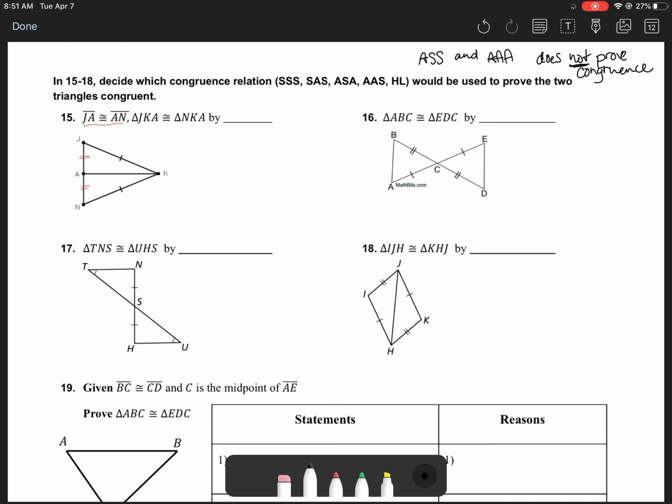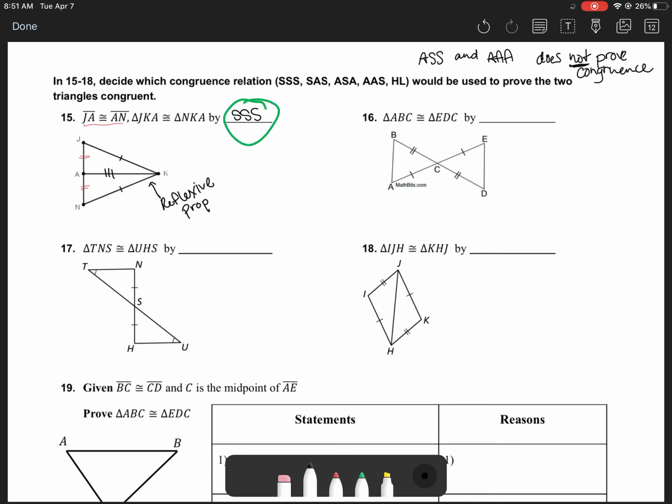Well, what is here that isn't marked is this line in the middle. And based on my reflexive property, I know that that line is the same. AK is the same as AK. It's the same line, so it can't be a different length. So based on this, I've got three sides. So this is side-side-side is my answer.